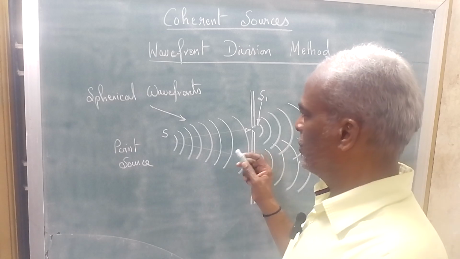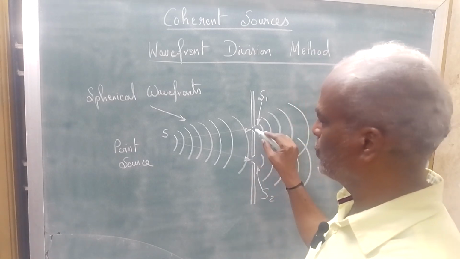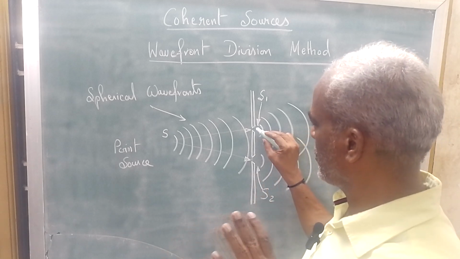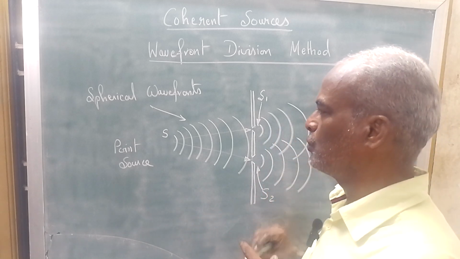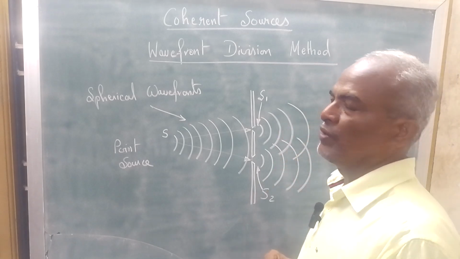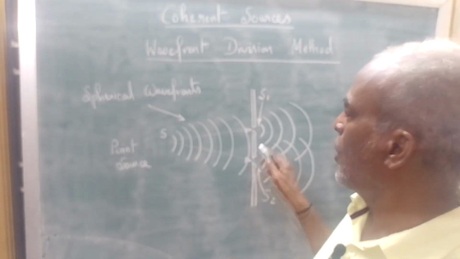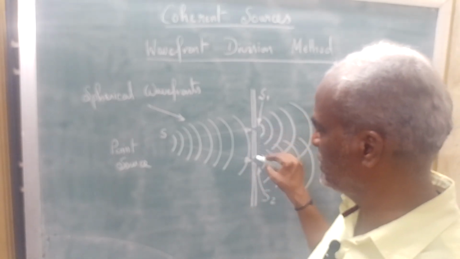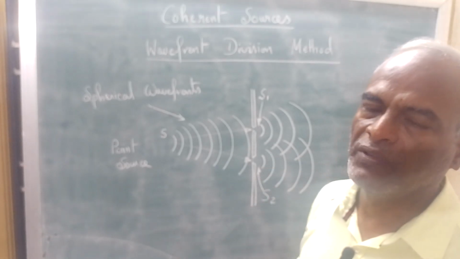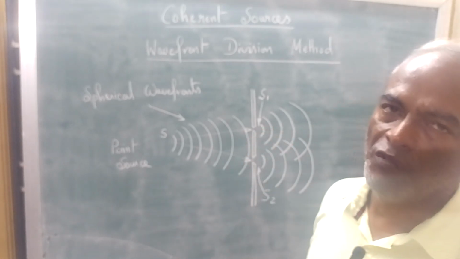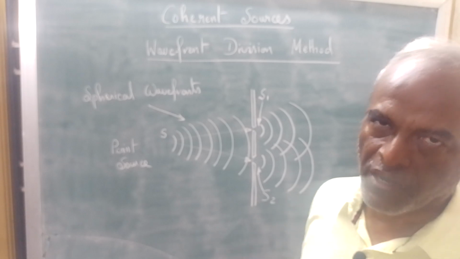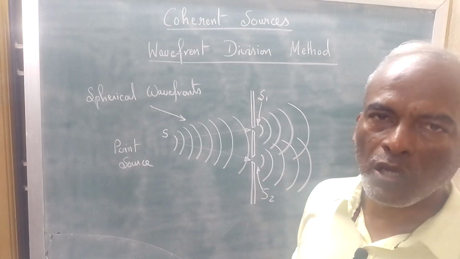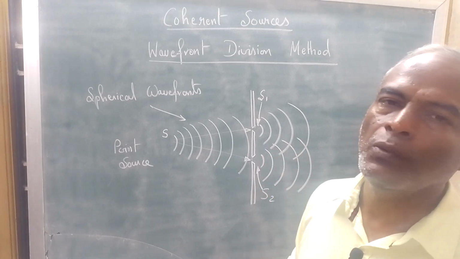Now we are introducing two very small, narrow slits. The wavefronts coming out of slit 1, S1, and slit 2, S2, these two waves can be treated as sources. These two slits can be treated as sources, and we can say they produce coherent wavefronts. So these two slits, S1 and S2, are called the sources of coherent waves.